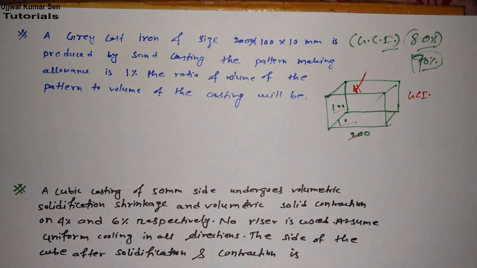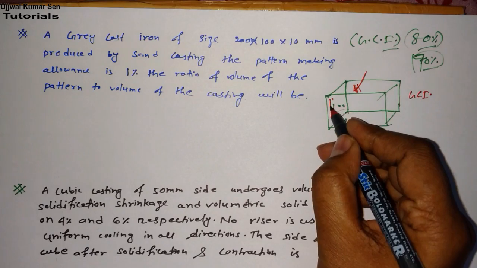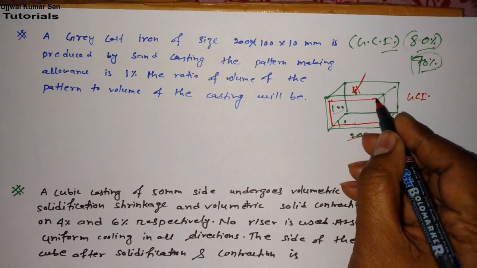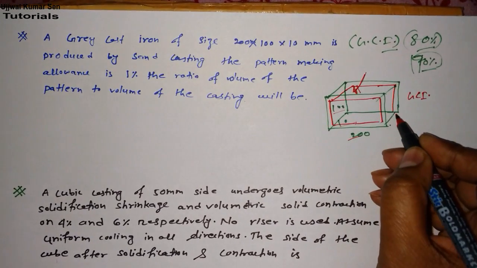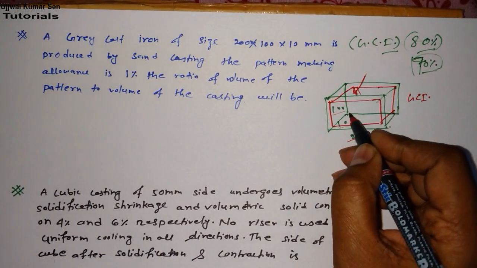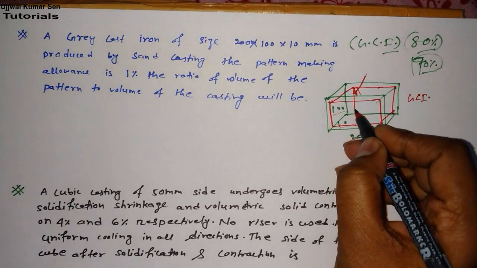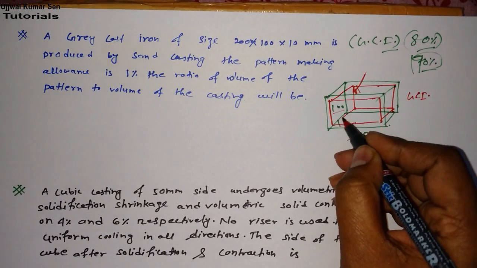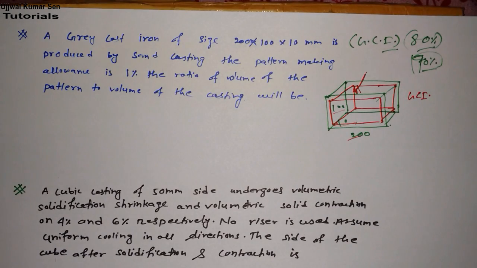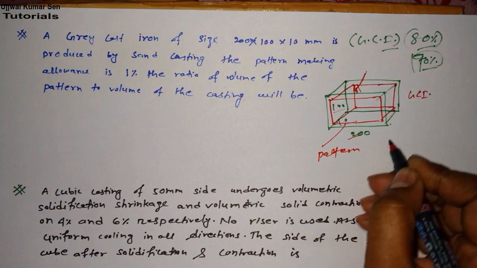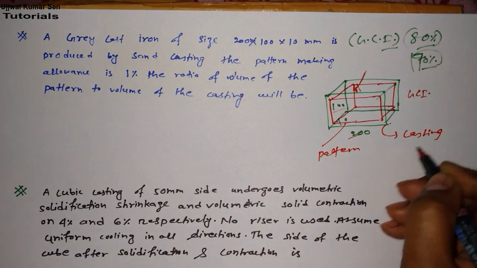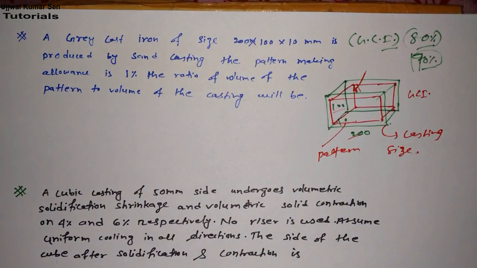What happens in the case of gray cast iron is that it will not shrink. That means we have to make a pattern of less size. Are you getting my point? We have to make a pattern of less size because gray cast iron will not shrink, it will expand. This is one of the properties of gray cast iron, it will expand. Suppose this is the pattern size and this is the casting size. That means the pattern size will be less.